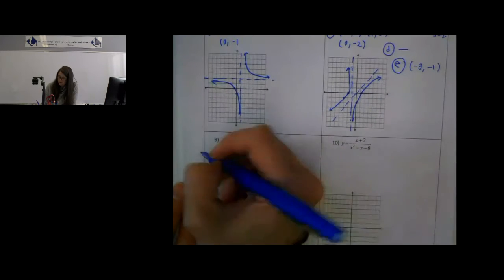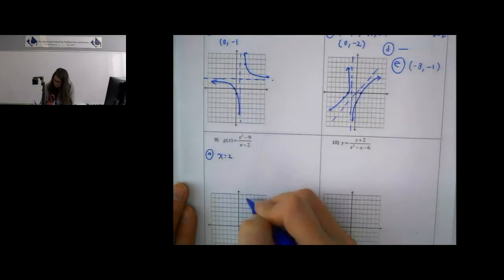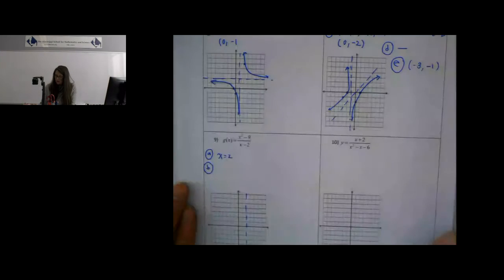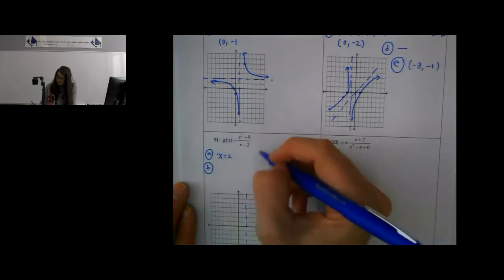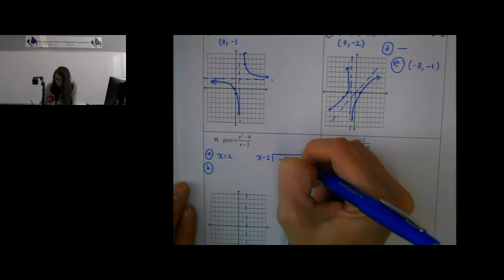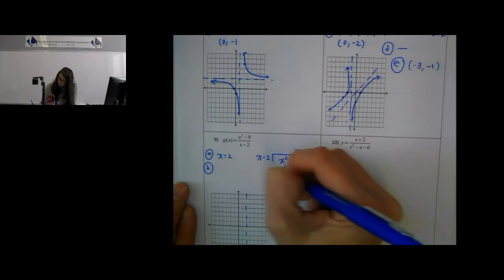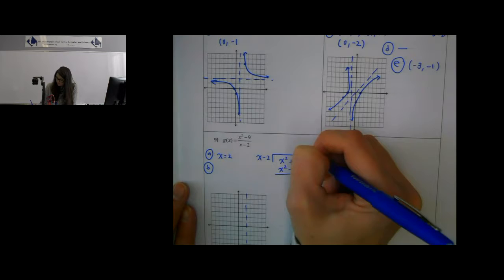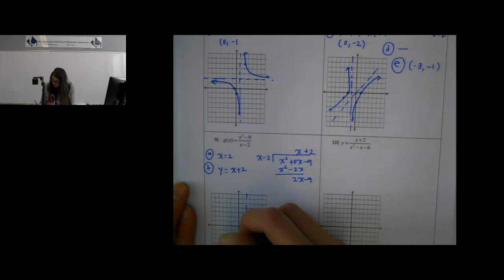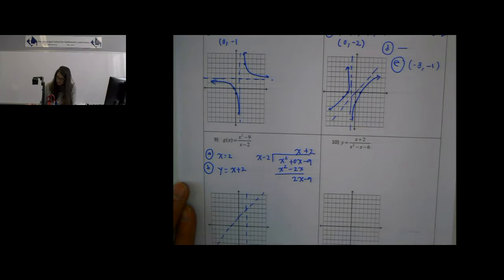All right, let's look here. So my vertical asymptote is at 2. I don't have a horizontal, so I could use some long division here. So your slant is going to be at y equals x plus 2. So there's your slant.